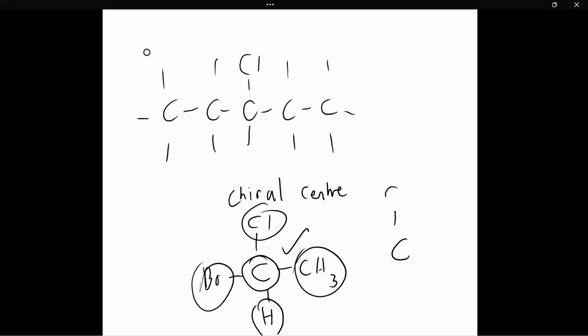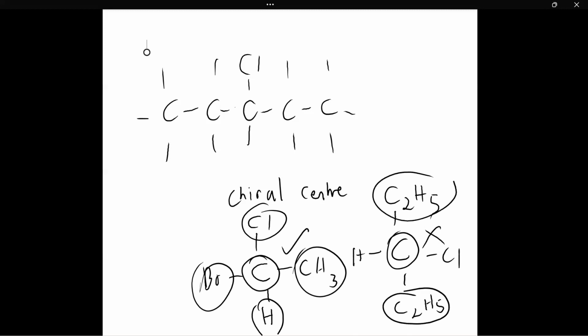This, however, is not a chiral center because these 2 groups are the same. And the requirement for a molecule to display optical isomerism is for it to have a chiral center. And a chiral center, by definition, means that a carbon atom in the particular substance should have 4 different groups attached to it.